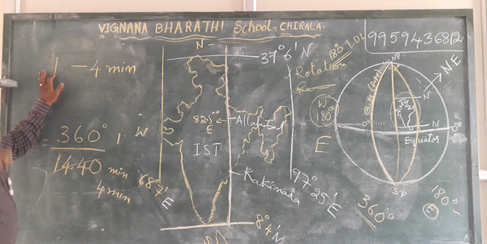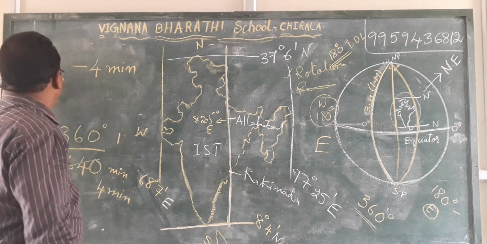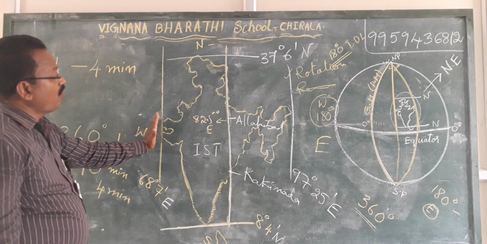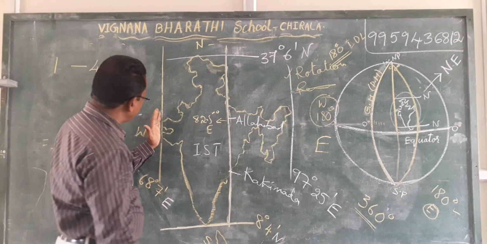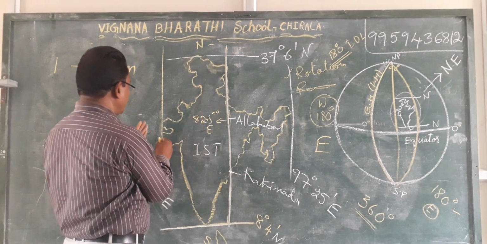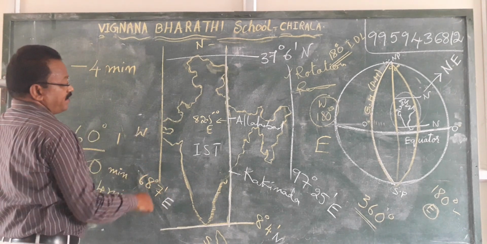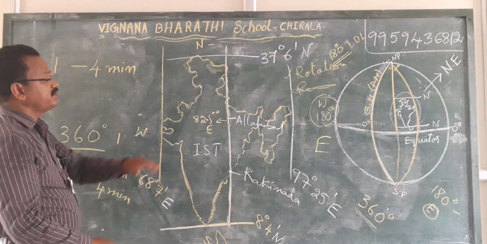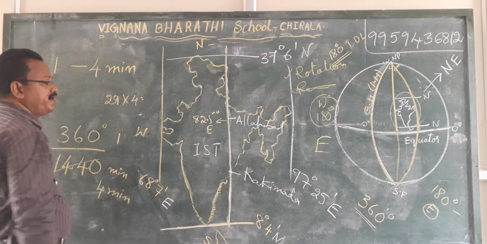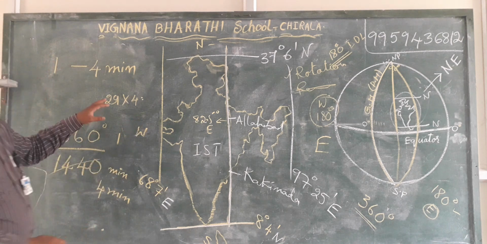To cross 1 longitude we need about 4 minutes. 1 degree, or 1 longitude, takes 4 minutes. Here the longitudinal distance from the western edge to the eastern edge of India is about 29 degrees, which I already taught in the previous topic. So to travel from here to there, it is approximately 29 into 4 minutes.